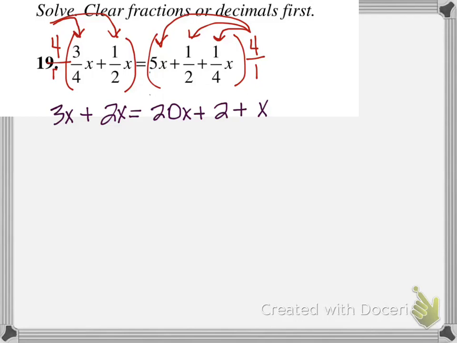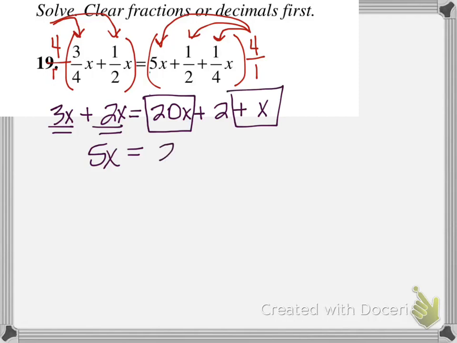Now I can combine some like terms. So I can combine 3x and 2x into 5x. And over here, I have a 20x and a plus x, so that's a 21x plus 2. So I've simplified both sides as much as I can. Now I can start moving things around. So I want to get all my x's on one side.